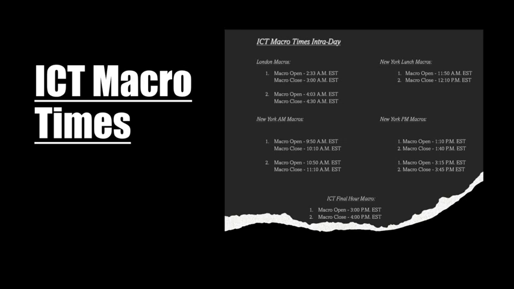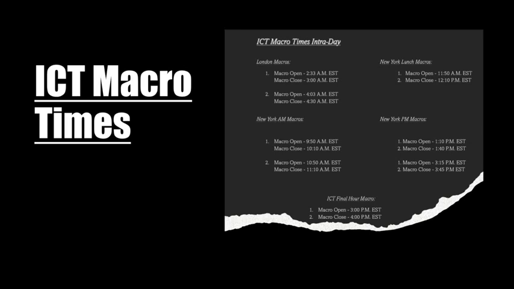Or what's going to happen is you're going to take liquidity right before the macro time. And then when it takes liquidity right before the macro time, once the macro time starts, the macro time is going to have the distribution leg. Okay? So again, let's go over this one more time.